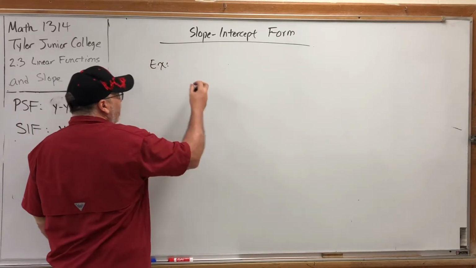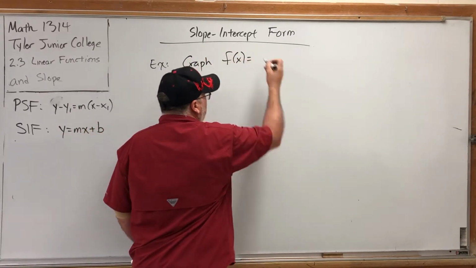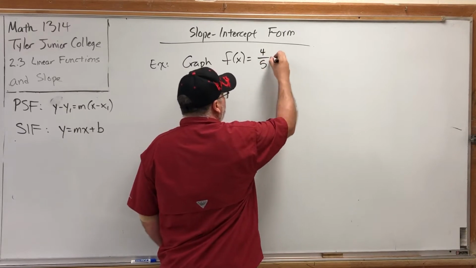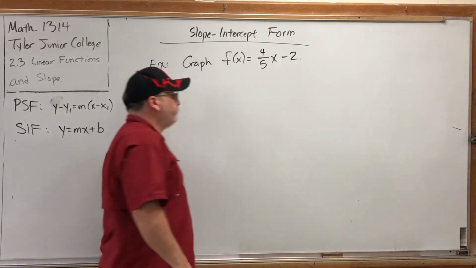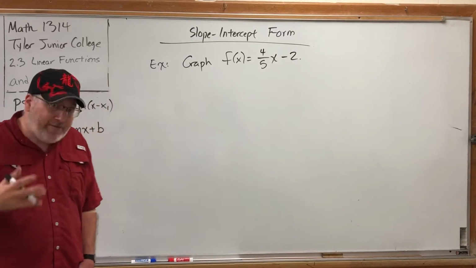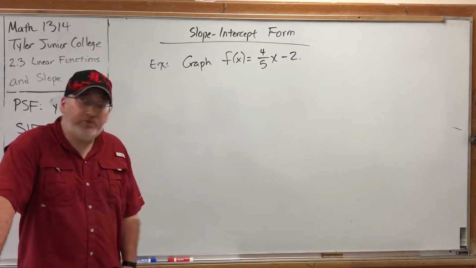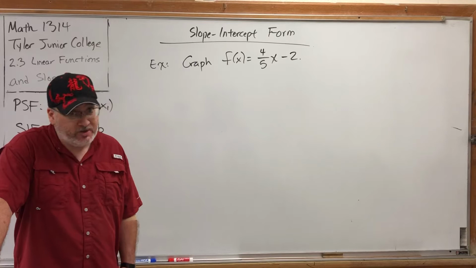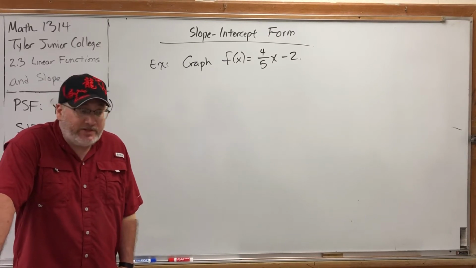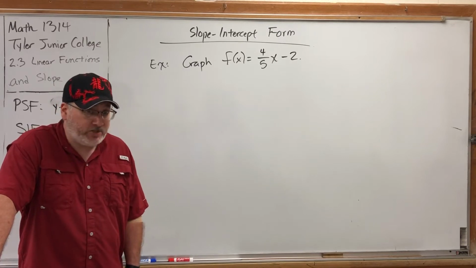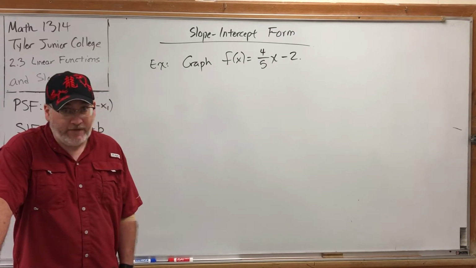For example, let's say I ask you to graph f of x equals 4/5 x minus 2. Now, we can graph this the old-fashioned way. Make a table of values, choose values to substitute for the x, put them into the function to get values for the y, plot the points, and then connect the dots. When we did that before, I told you that it always works, and it's always the most inefficient approach. The more you know in advance, the less work you have to do.